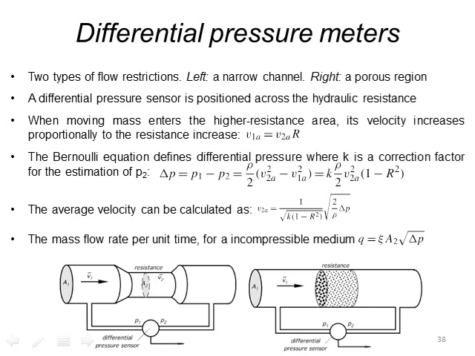Now there are two types of these differential pressure meters that I'll talk about. On the bottom right image is a porous plug that restricts the flow rate, and on the left we have a constriction type. In both cases we can introduce an average flow velocity, and you can read a little bit more about these specific cases.